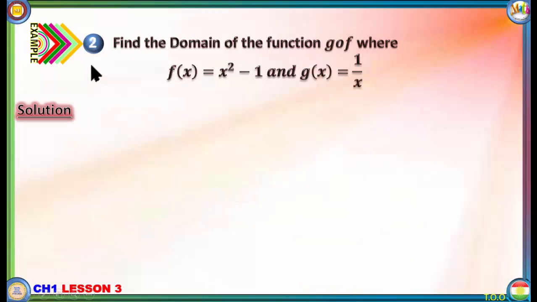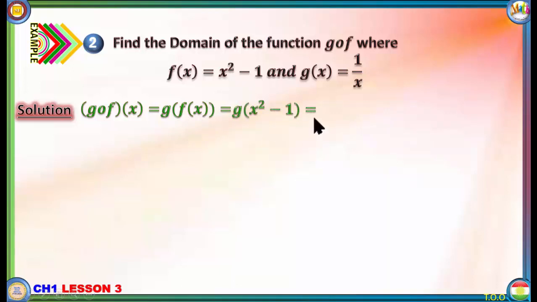Example number 2. Find the domain of the function g of f where f(x) is equal to x squared minus 1 and g(x) is equal to 1 over x. Find first of all g of f(x), which is g of x, and now write in place of f(x) x squared minus 1, therefore g of x squared minus 1 is equal to, and now write x squared minus 1 in place of this x. It becomes 1 over x squared minus 1.